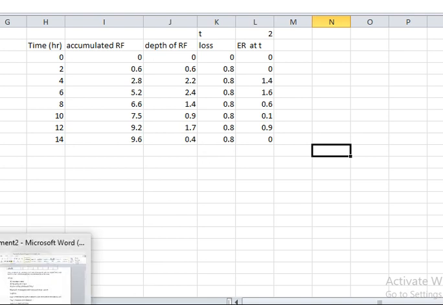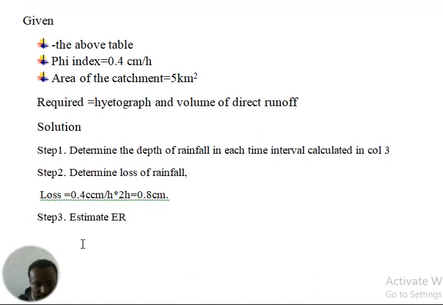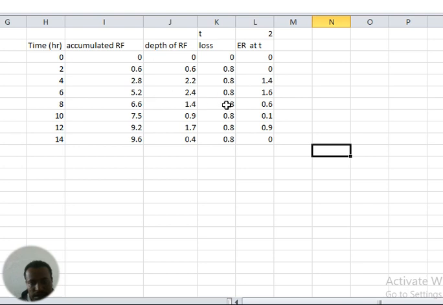Step 3: determine the effective rainfall as shown in the table, or simply the effective rainfall is equal to depth of rainfall minus loss, as shown in column 5. One, two, three, four, five, yes, 5.